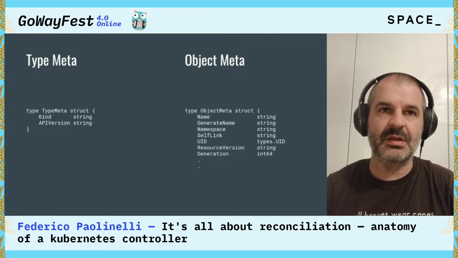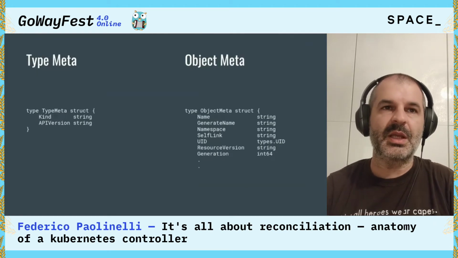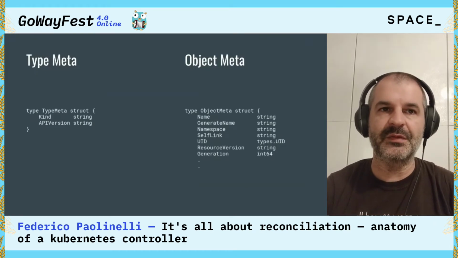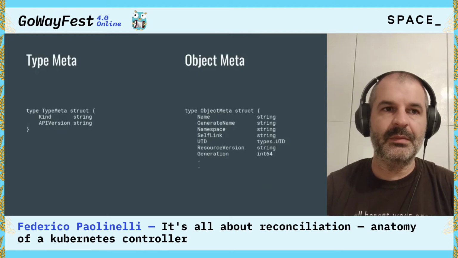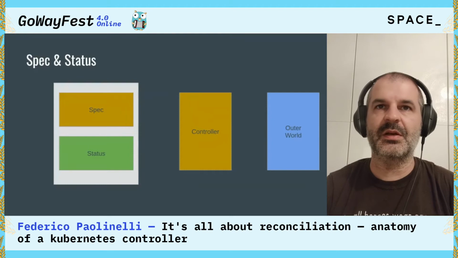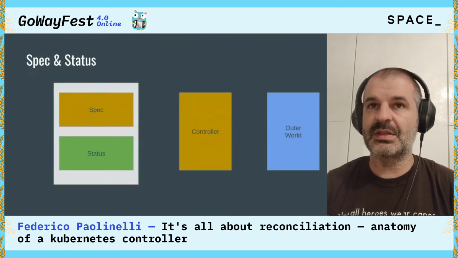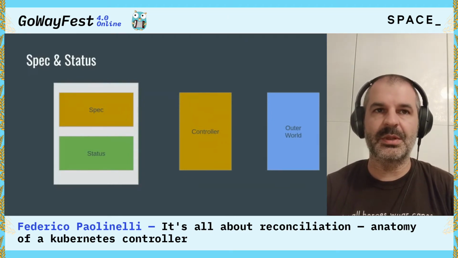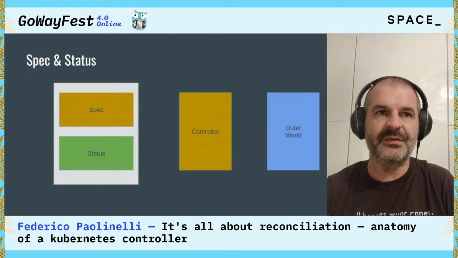And then there is ObjectMeta, which is common to all the Kubernetes objects. It contains information common to all the objects, like the name, the namespace, and other information. And then there are spec and status. It's a convention, but it's used in every Kubernetes object I've seen so far.